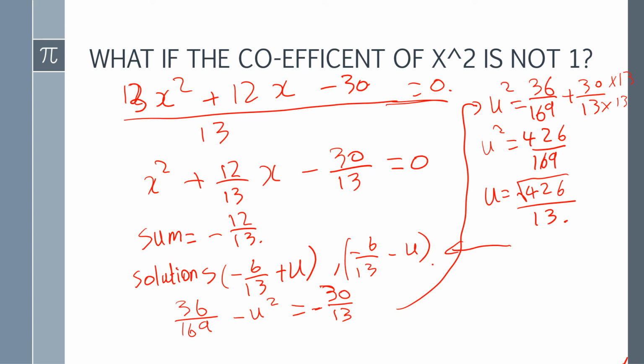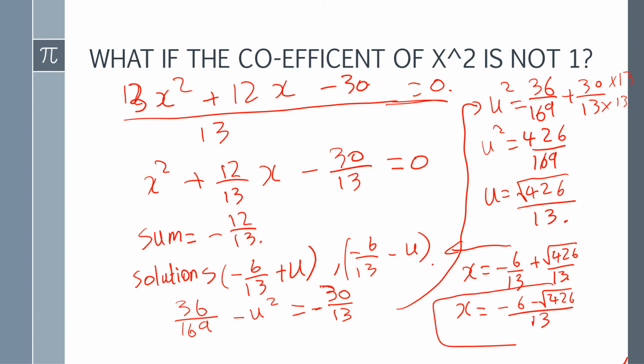So x is going to end up being minus 6 over 13 plus square root of 426 divided by 13. And x is going to equal minus 6 minus square root of 426 divided by 13. So these are the two values of x. If you simplify this, I don't have enough space, so I'm just going to squeeze it in here. Minus 6 plus square root of 426 divided by 13. These are the two values of x.